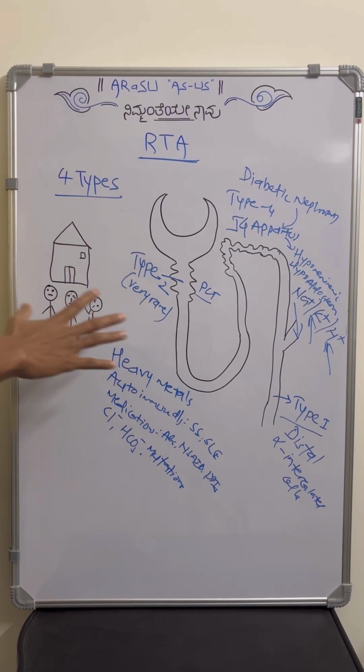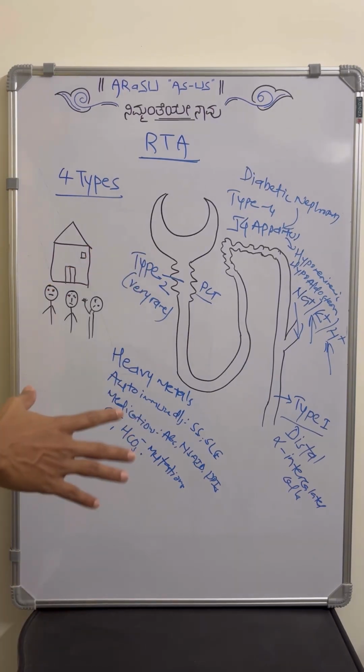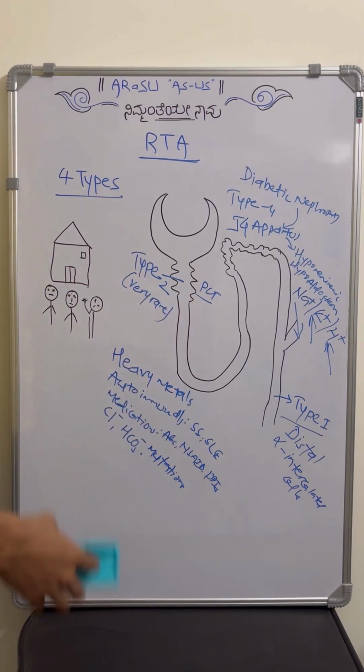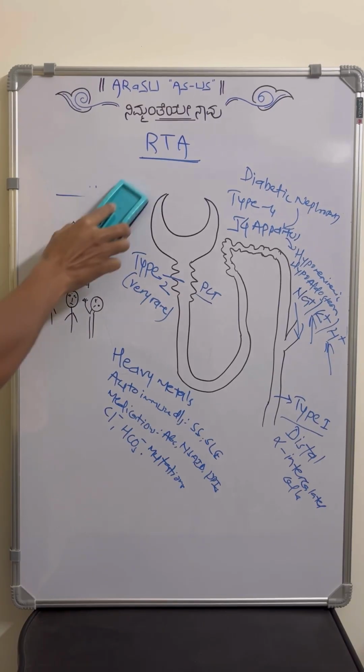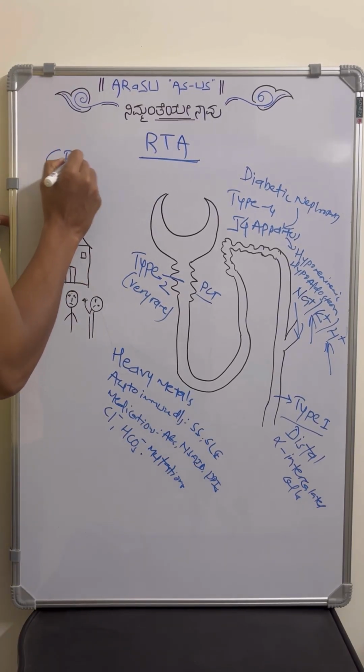I hope you got the different types and where they will cause the lesion. Now we will discuss the features of renal tubular acidosis, that is, how they will present, mainly the clinical features.